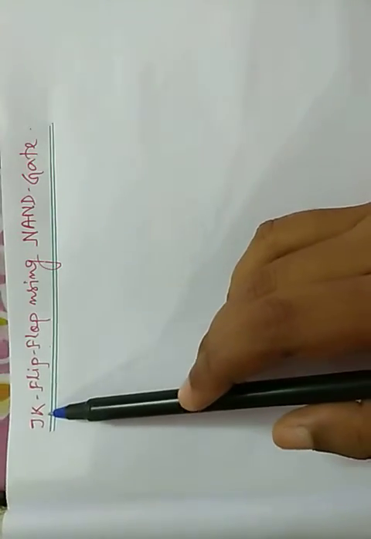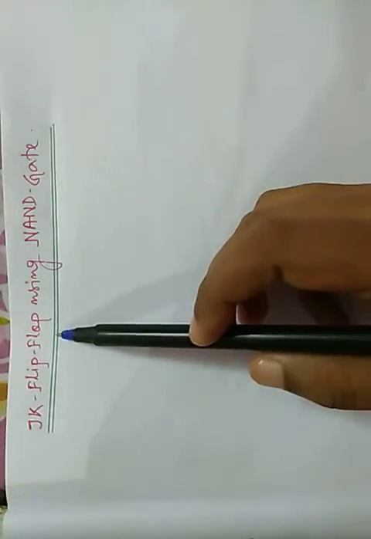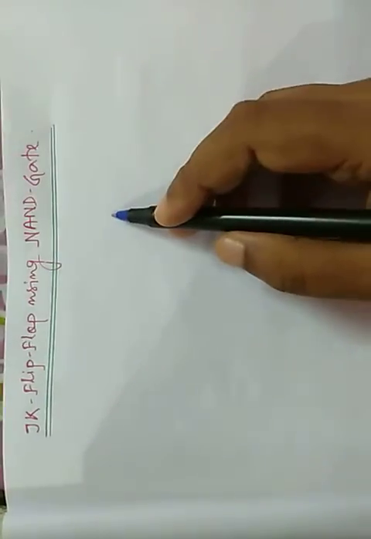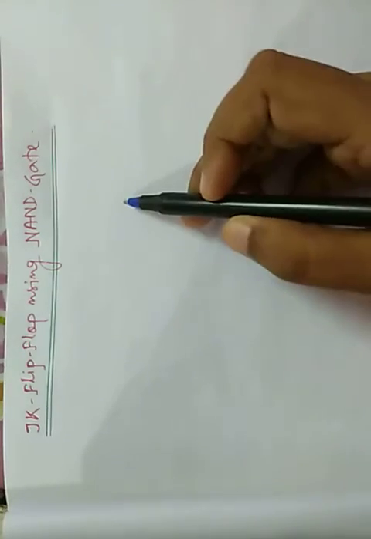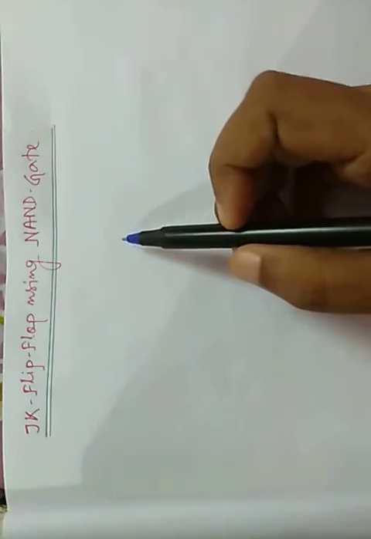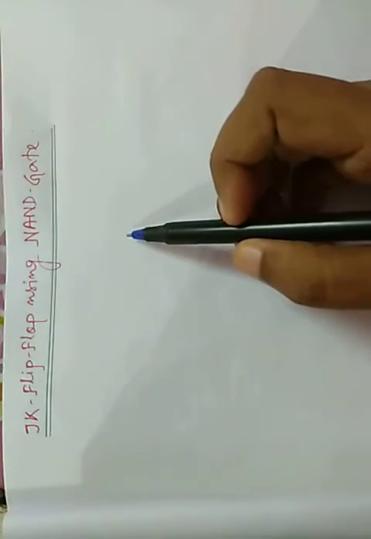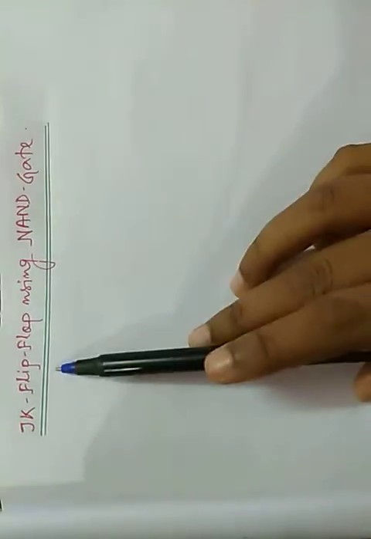So at first, we need to know what a JK flip-flop is. JK flip-flop is the improved version of SR flip-flop, which removes the forbidden state of SR flip-flop, an invalid or unacceptable state. Like SR flip-flop, JK flip-flop can be constructed using either NOR gate or NAND gate. Here we are going to learn how it is constructed using NAND gate.